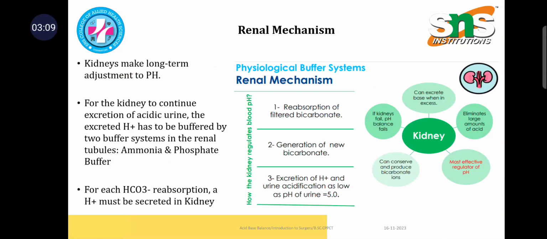The renal system is also a long-term system which helps in the maintenance of acid-base balance. The process is done by reabsorption of filtered bicarbonate, generation of new bicarbonate, excretion of H+ ions, and urine acidification. The pH of urine can be as low as 5.0. Note that urine is acidic.